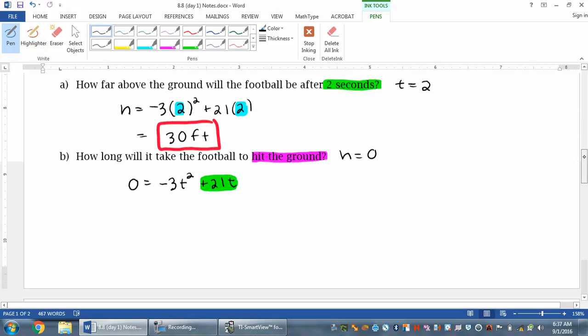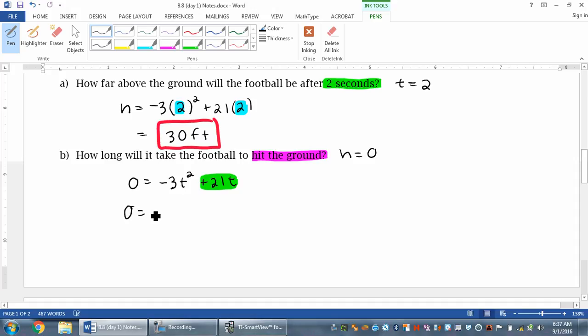Okay? So I always check for a GCF, and I do have a GCF. I'm going to follow the leader, so the leader is negative. The GCF is negative 3t. So 0 equals negative 3t, and I'm going to put t minus 7. Remember, I have negative 3t times t minus 7.